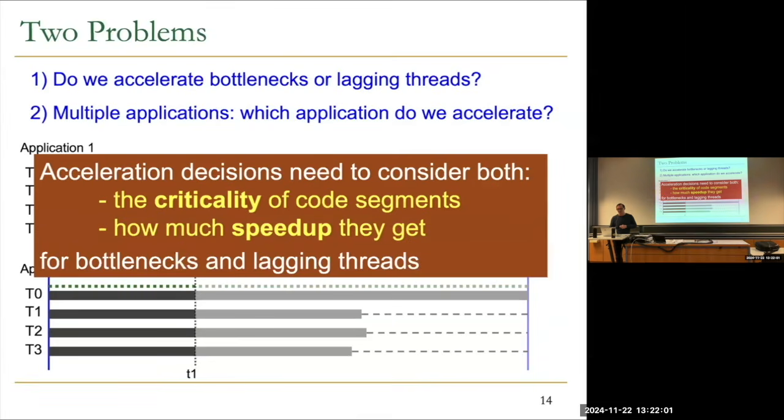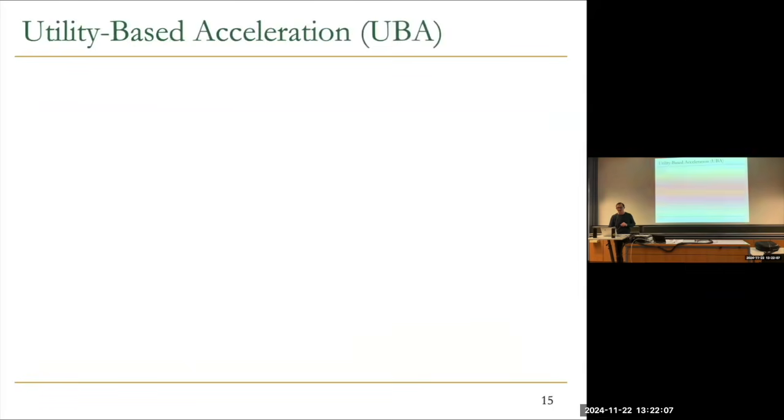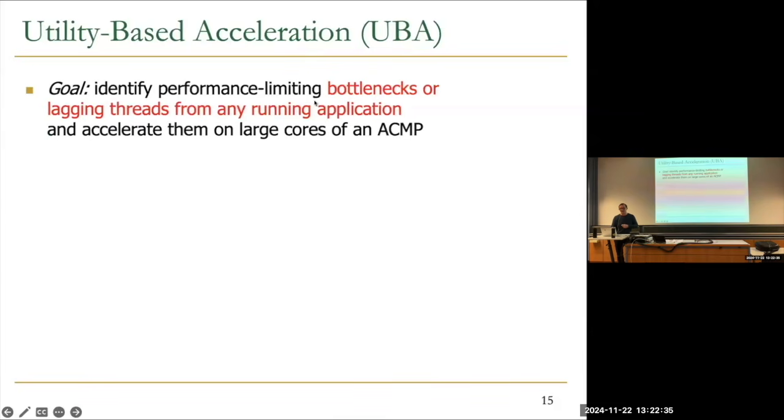This paper takes a methodical approach for the different bottlenecks that we've examined, plus lagging threads, for any running application. I will give you the basic idea, and I like this approach, actually. It's a very methodical approach. I believe this sort of approach needs to be applied for other things. In later works, we have applied it to hybrid memory management. Basically, we developed a utility-based hybrid memory management technique that considers the utility of moving a page from slow memory to fast memory in terms of how much benefit you would get. So we're going to do something similar here. Basically, our goal is to identify performance-limiting bottlenecks or lagging threads from any running application and accelerate them on large cores of an asymmetric multi-core processor.